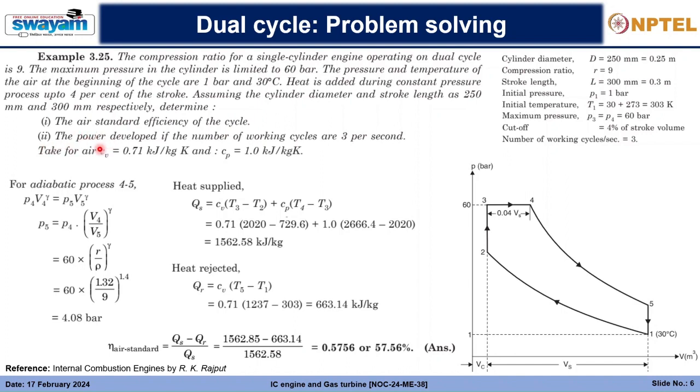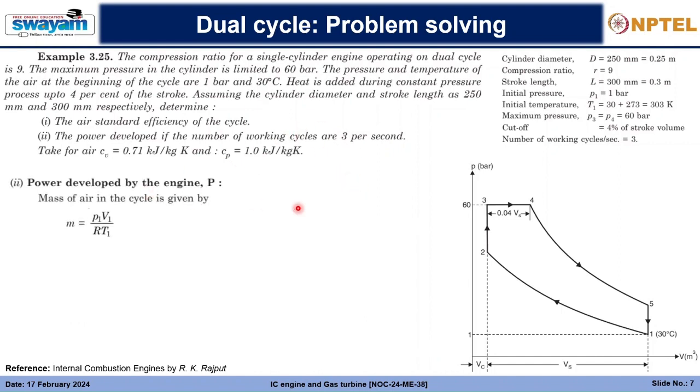Then the next part is the power developed if the number of working cycles is 3 per second. Okay, so cycles per second. That is the RPM, by which we can calculate the RPM out here. So let us see how to calculate this.